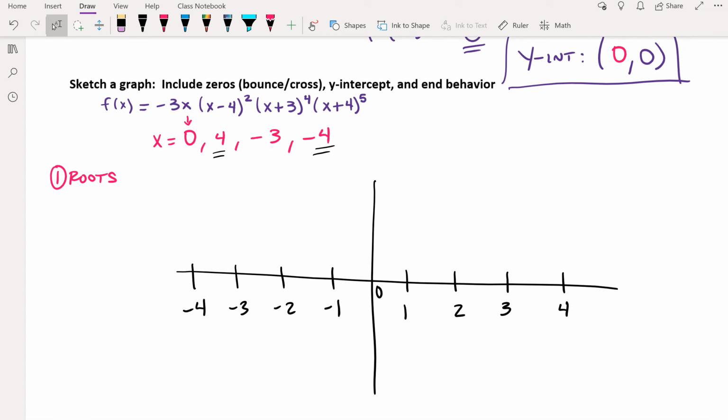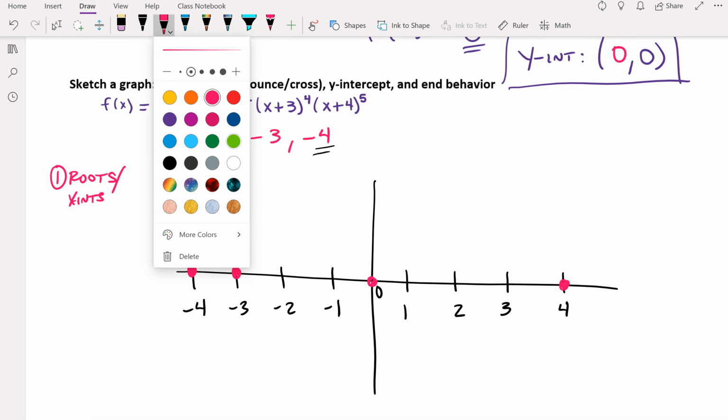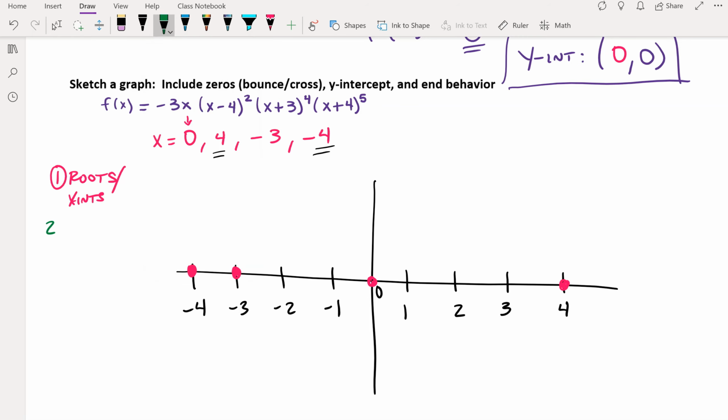All right, and we're going to graph our roots. So let's get our roots on the graph. X equals 0 is my first root. Well, the roots are the x-intercepts, right? They have to touch the x-axis. So the x-intercepts touch the x-axis. 0 is right there. X equals 4 is right here. X equals -3 is right here. And then x equals -4 right here. Cool. Second step. Graph your ends. End behavior.